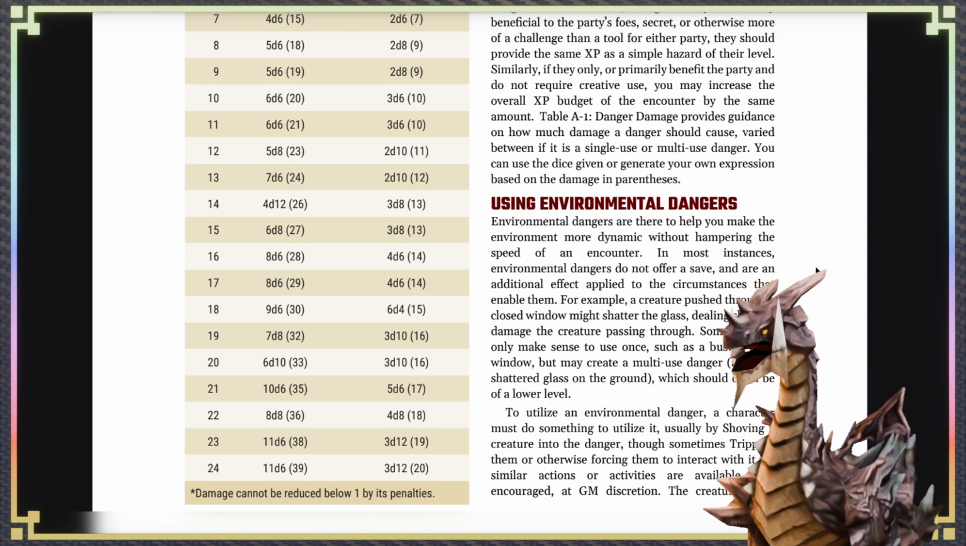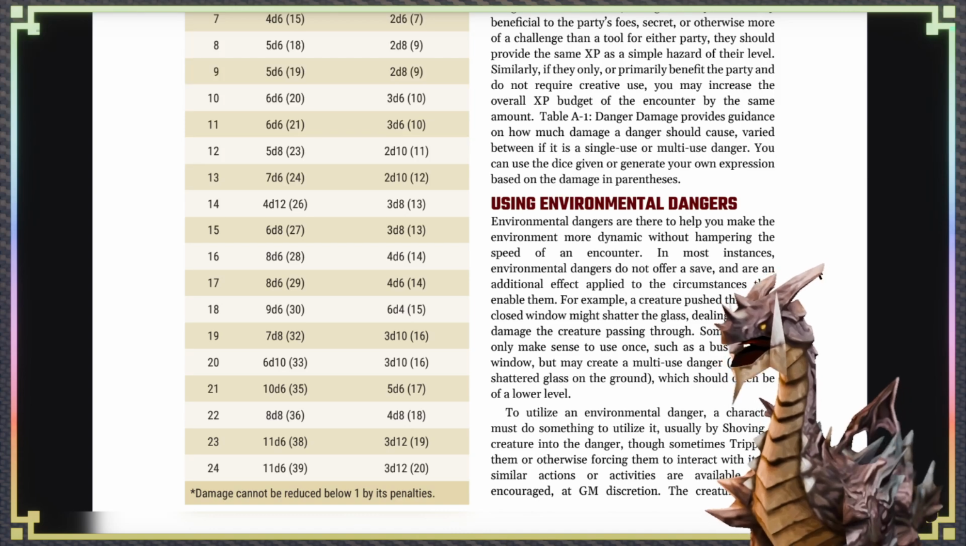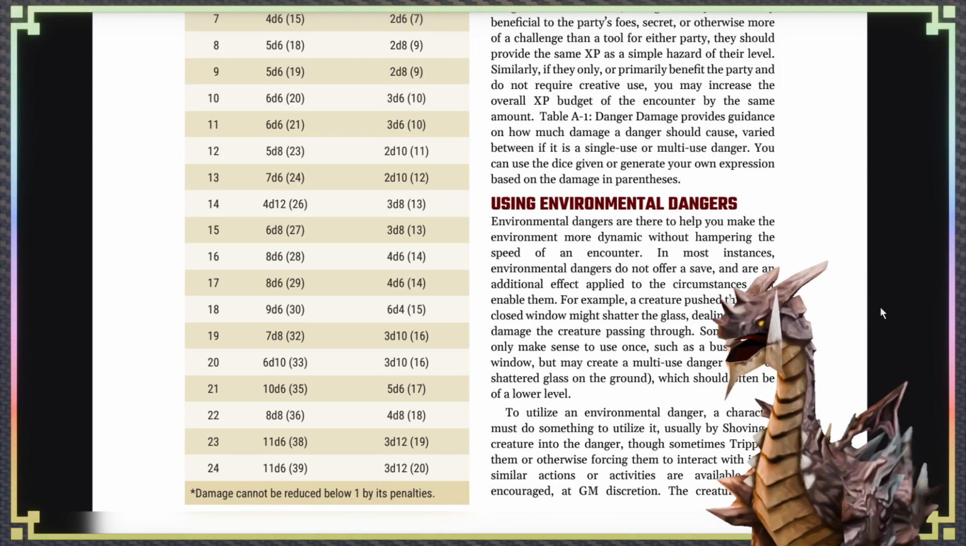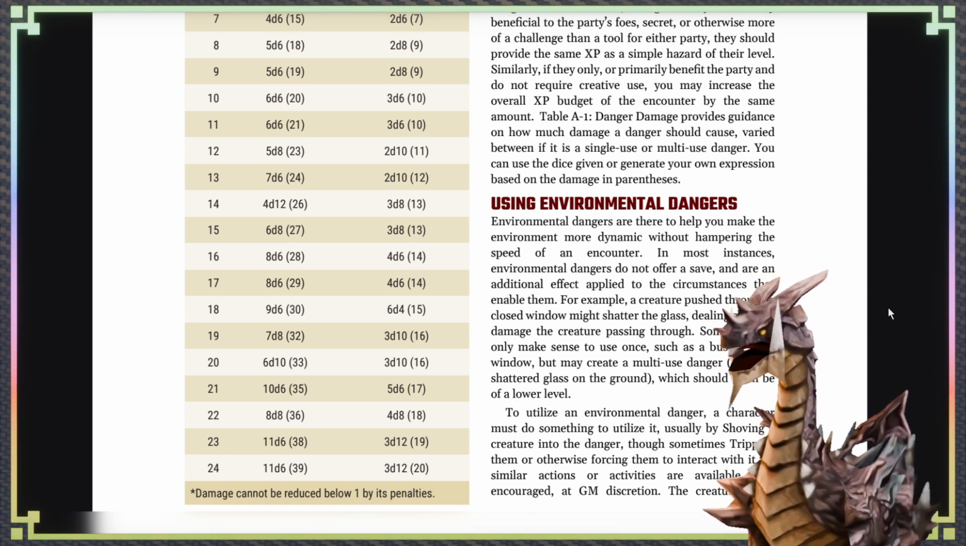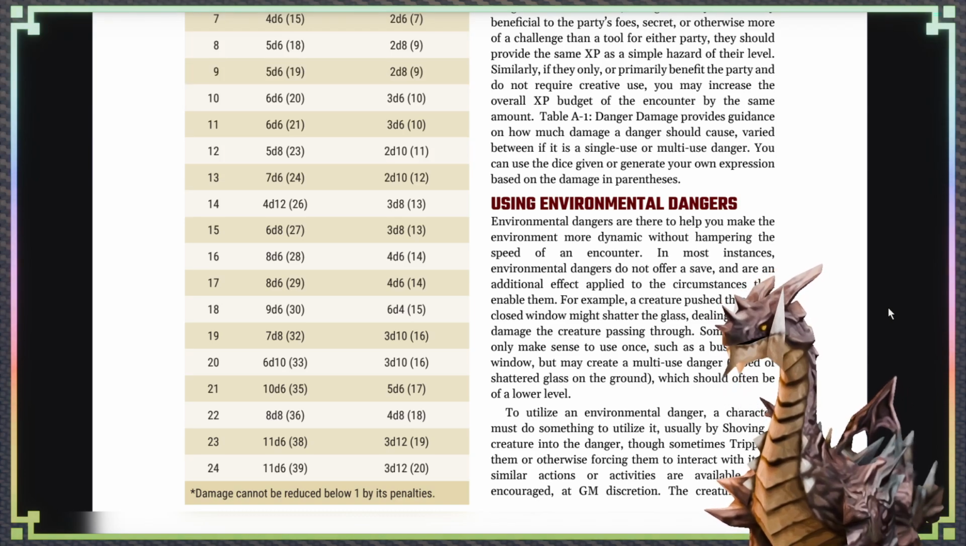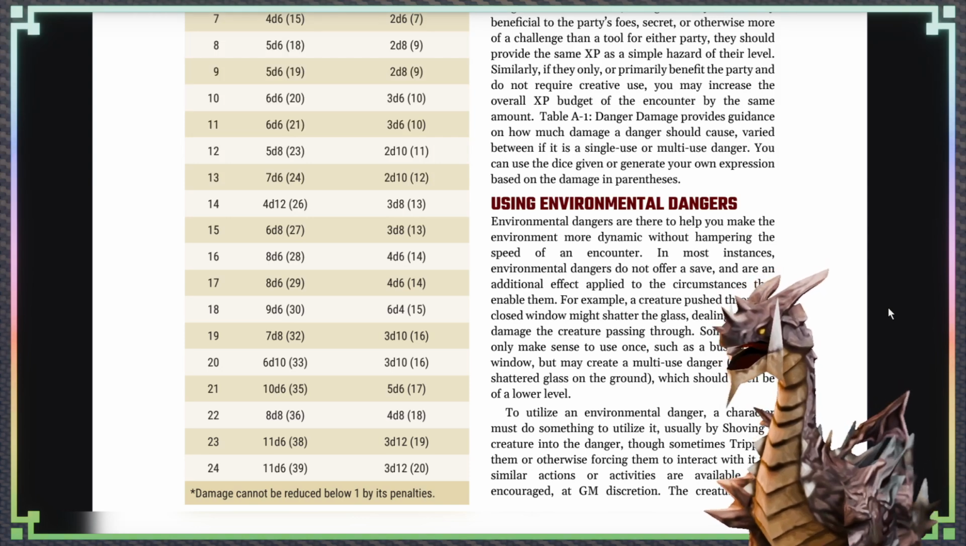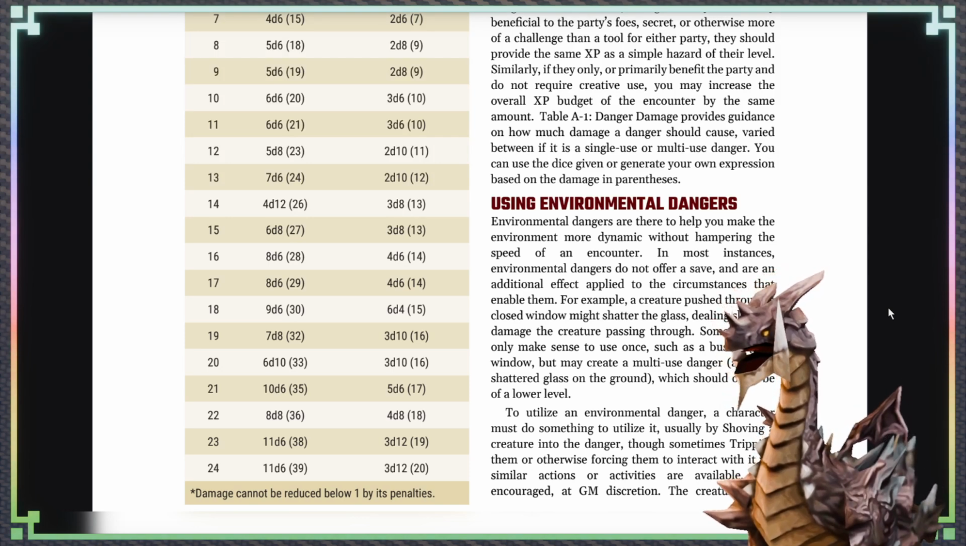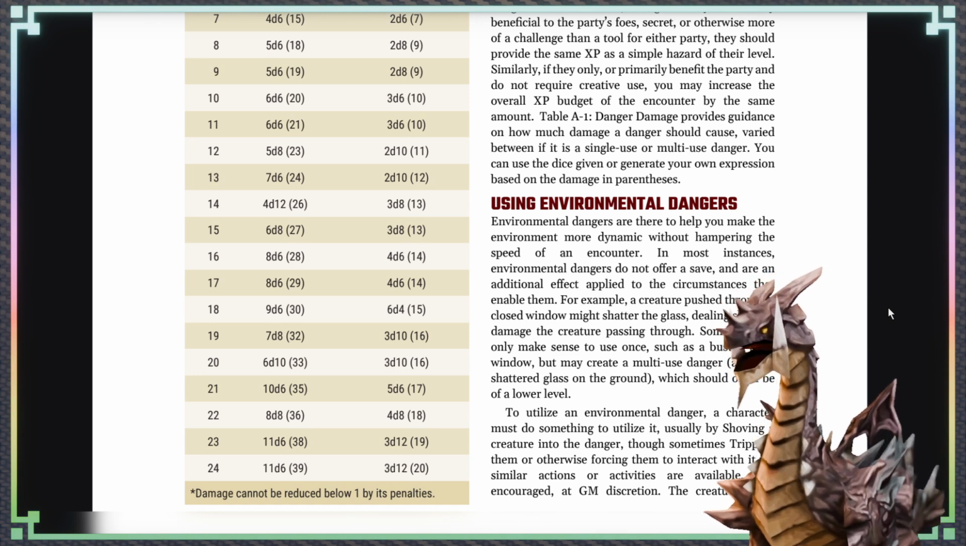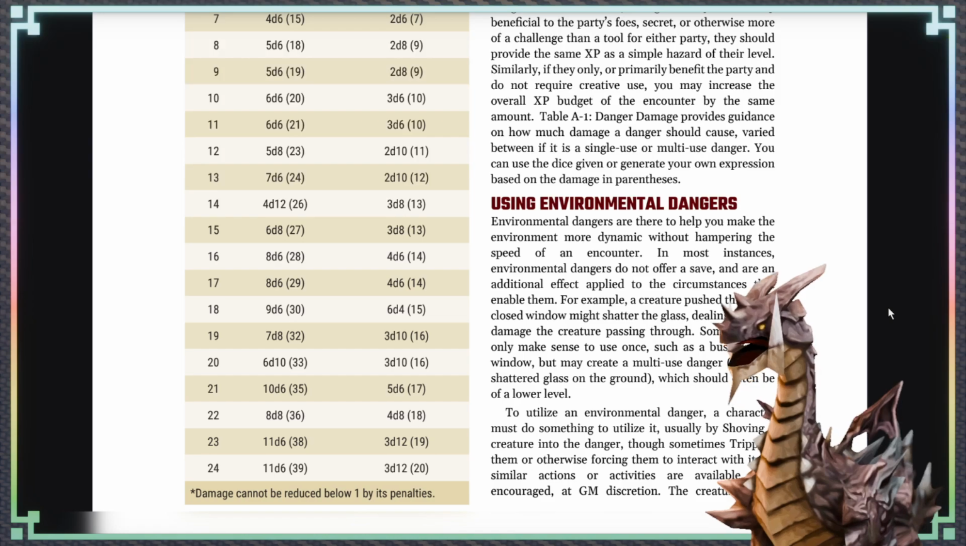Some dangers only make sense to use once, such as a busted glass window. But you may create multi-use dangers, a bed of shattered glass on the ground, for example, which should often be of a lower level. You can derive them from a single use, if it's appropriate. To utilize an environmental danger, a character must do something to utilize it, usually by shoving a creature into the danger, though sometimes tripping them or otherwise forcing them to interact with it via similar actions or activities are available, and encouraged at GM discretion.